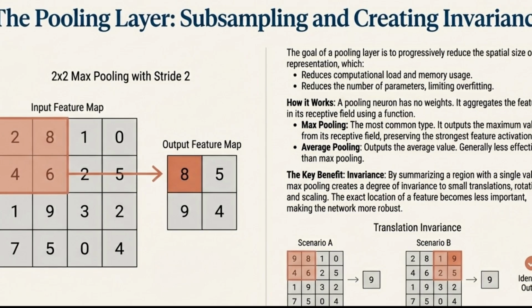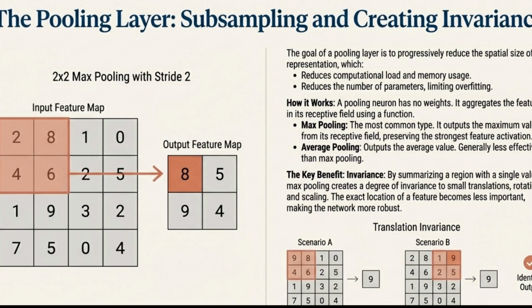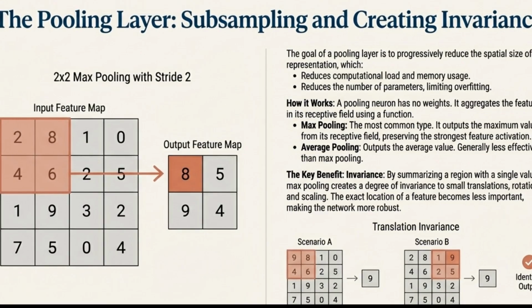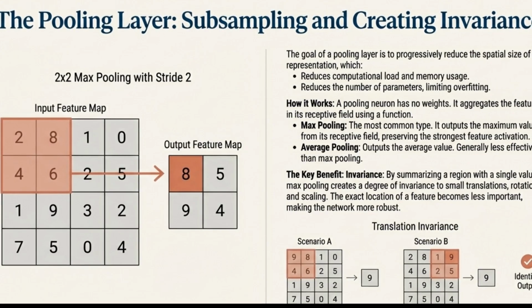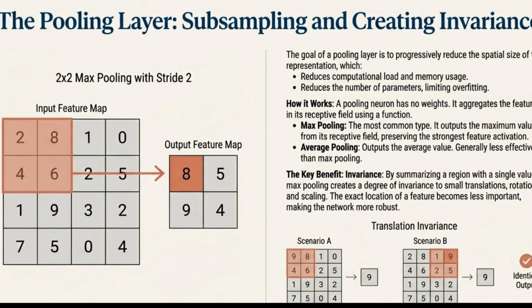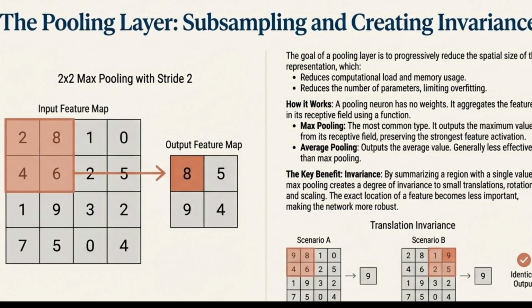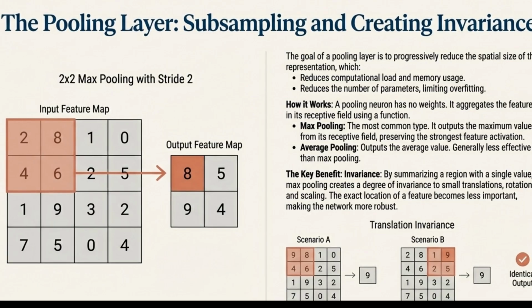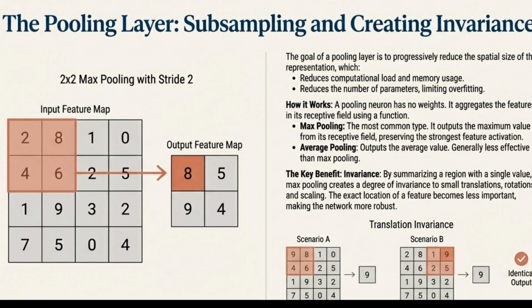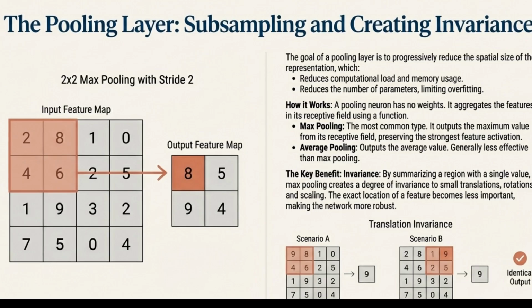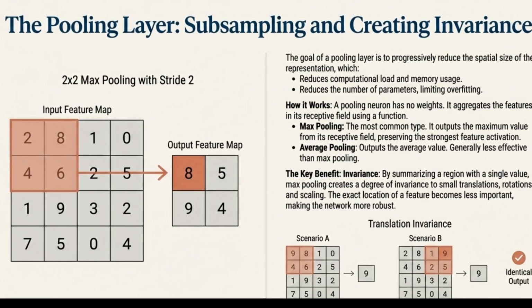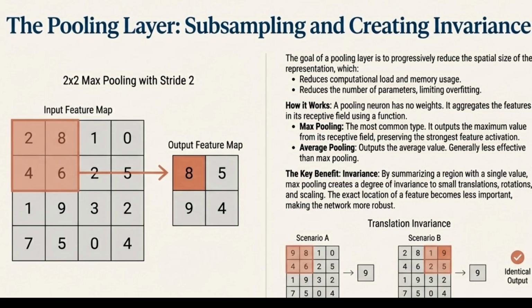The most common type, and the one we show here, is max pooling. Using a 2x2 filter with a stride of 2, max pooling simply outputs the maximum value found within that 2x2 region. As you can see in the example, the input region containing 2, 8, 4, and 6 yields 8 in the output map, preserving the strongest feature activation while throwing away 3 other values.